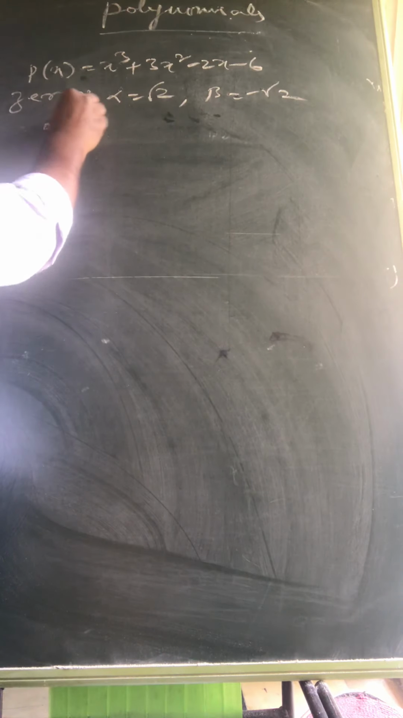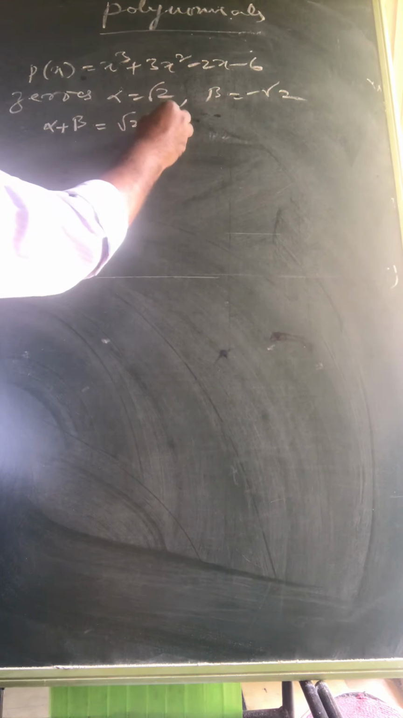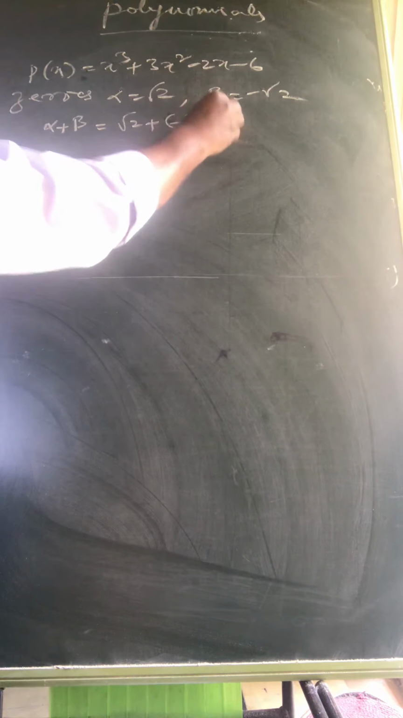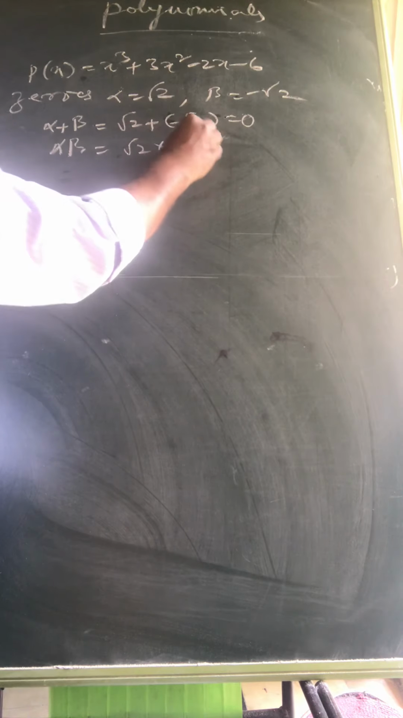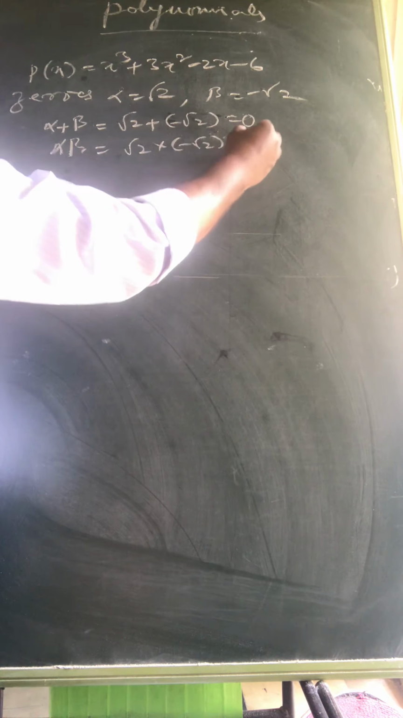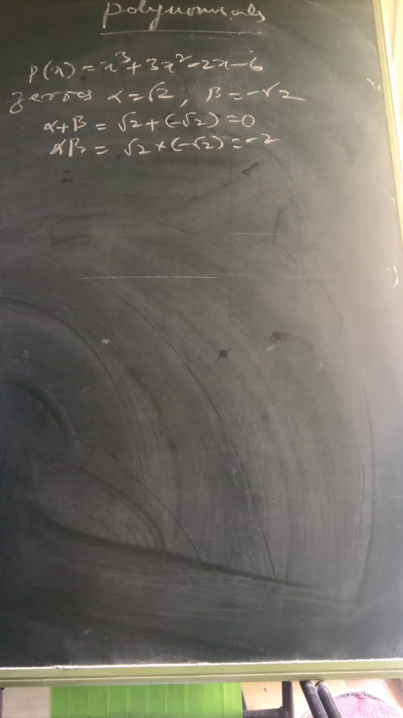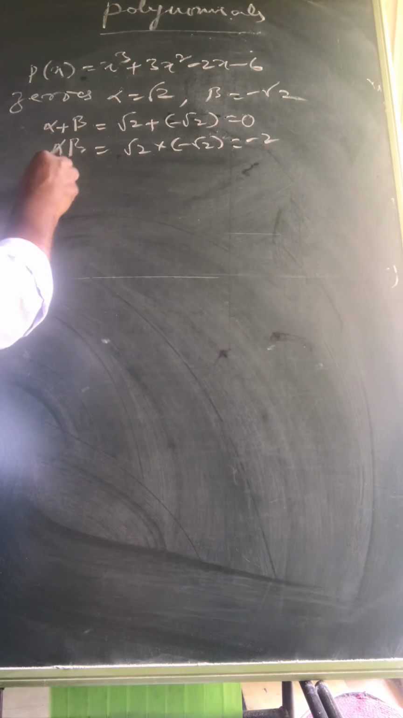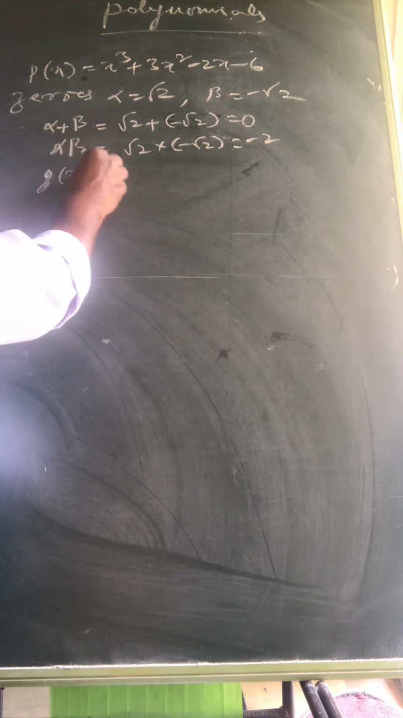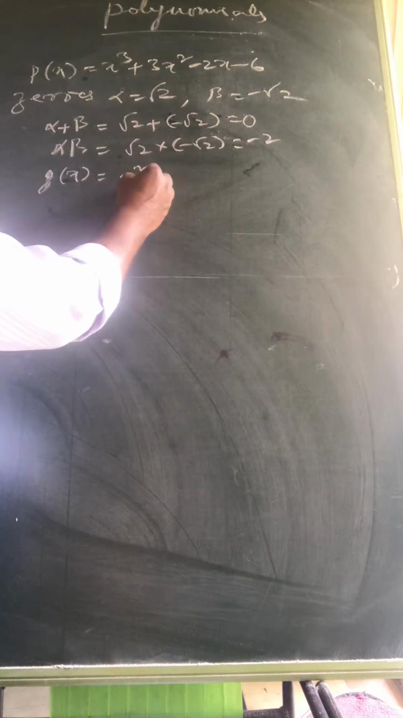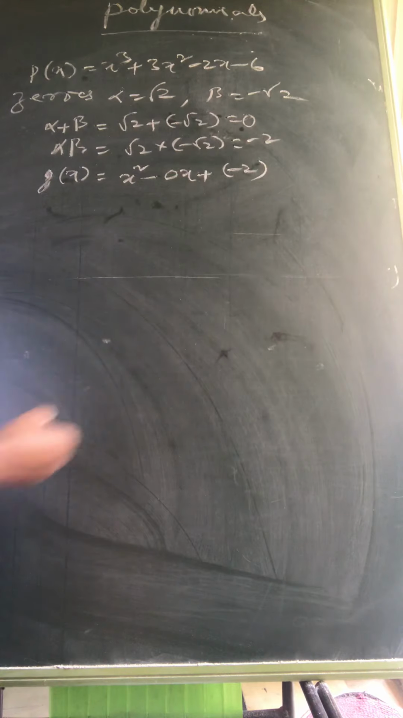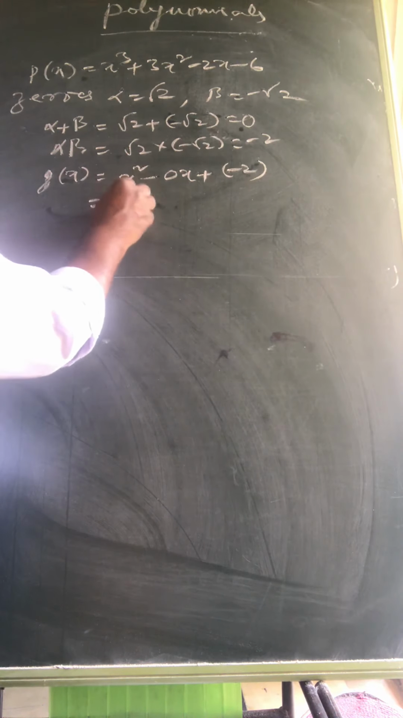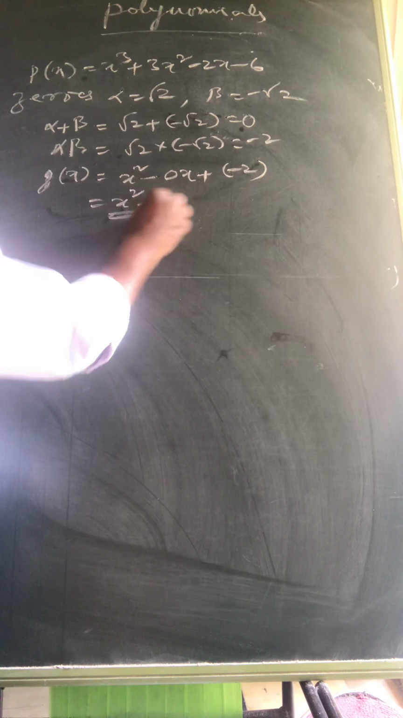Alpha plus beta is equal to root 2 plus minus root 2, which is equal to 0. Alpha beta is equal to root 2 into minus root 2, which is equal to how much? Minus 2. With the help of this, we have to frame the quadratic polynomial, that is g of x is equal to x square minus sum of zeros x plus product of zeros, that is equal to x square minus 2, you got.